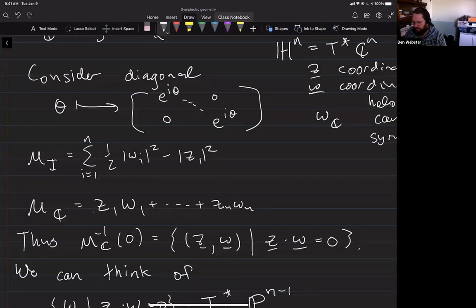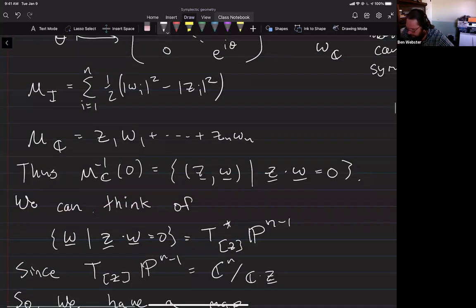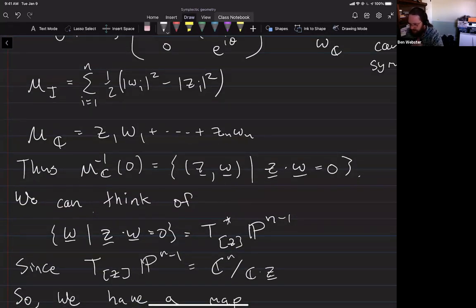All right, so the moment map for I is 1/2 times, I should put parentheses there, omega, the sum of all the w_i squared minus the z_i squared. All right, and the complex moment map is the dot product of the vectors z and w. And note, I'm not taking Hermitian dot product, it's just the normal old dot product.